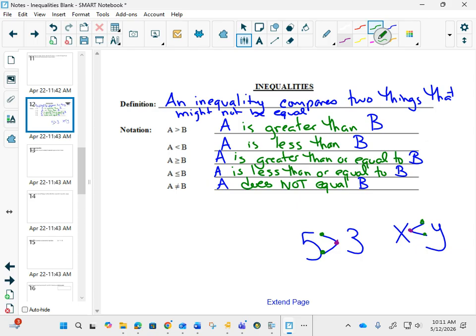And I actually use this, so if I run into the bigger one, it makes it easy to read. 5 is bigger than 3. If I run into the smaller one, X is less than Y. You can read these backwards. I hit the big one first, Y is bigger than X. Reading 3 backwards, 3 is less than 5, is important. You can read them forwards and backwards. So we wrote out left to right, A is greater than B here, but I could read it backwards and go B is less than A.